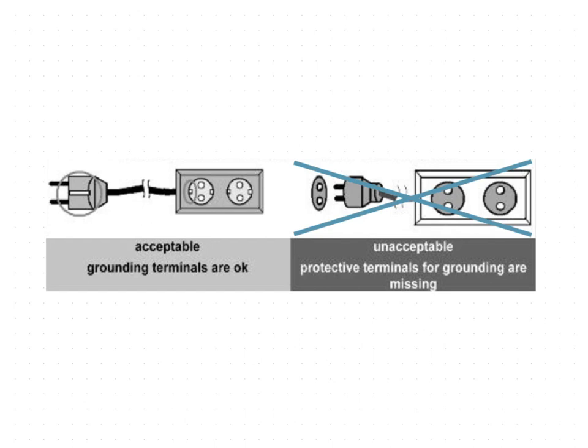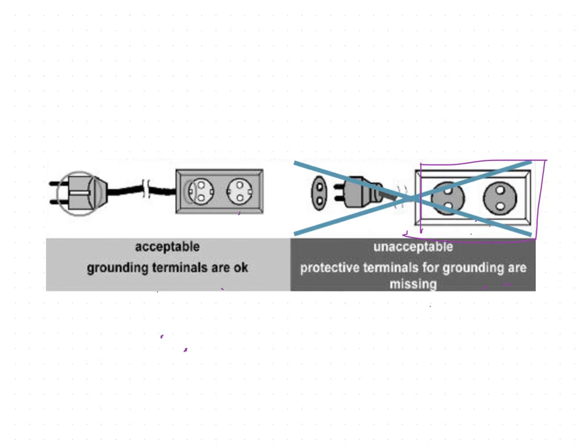And also, this is the acceptable grounding terminal, and such unacceptable protective terminals for grounding are missing in such switchboards. Two pin connections. It is important that all electrical equipment should have a three pin connection, including the earth connection, to avoid the leakage currents and hazards from metal casings.